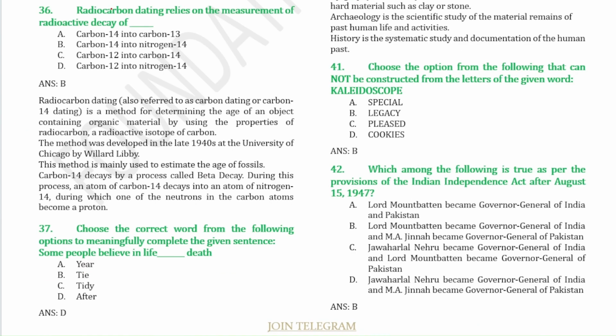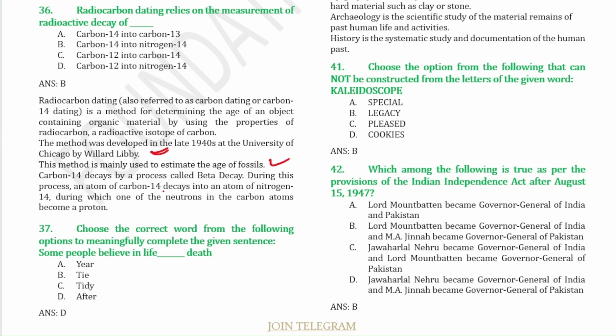Question number 36. Radiocarbon dating relies on the measurement of radioactive decay of, option B, carbon 14 to nitrogen 14. Radiocarbon dating is also known as carbon dating or carbon 14 dating. It is a method for determining the age of an object containing organic material by using the properties of radiocarbon, a radioactive isotope of carbon. This method was developed by Willard Libby, and it is mainly used to estimate the age of fossils.